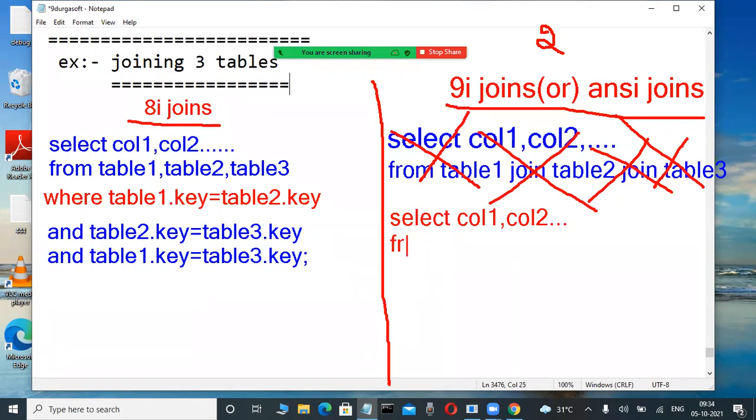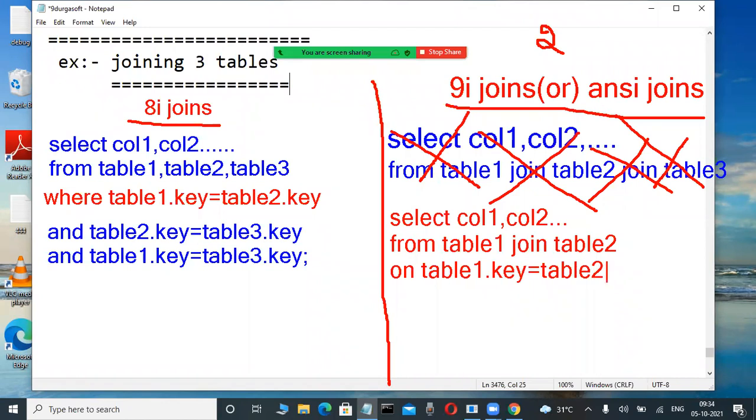Select star or columns, any number of columns also. From the first two tables only, any tables actually, but for easiness the ANSI standard gives table 1 join table 2. Here only, on table 1 dot key is equal to table 2 dot key column. Okay? Yes. Then only next we are using join as a keyword, and in this result, another table: join another table, table 3, like this.